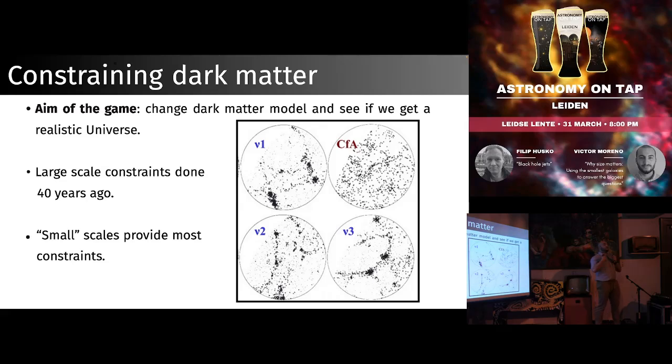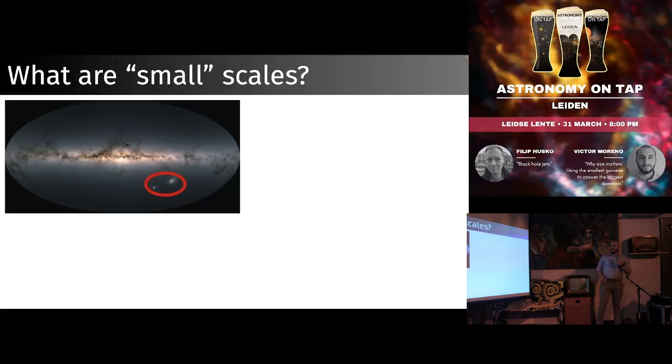But now the forefront is to use small-scale constraints to further constrain the nature of dark matter. And I'm going to explain what small scales mean, because small scale in astronomy is not really small scale. So what are small scales?